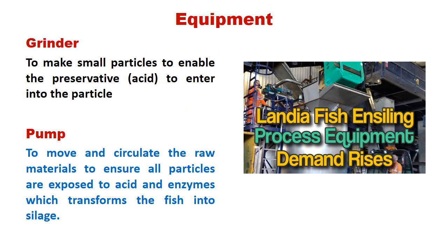Now about the equipment required for silage making. One is the grinder, which will reduce the particle size by grinding so that we get small pieces, and then only the acid or preservative can enter inside the particle. Another important equipment is the pump, which will move and circulate the raw material to ensure all particles are equally exposed to the acids and enzymes, and then only it will be transformed to fish silage. So grinder and pump are the two important equipments required for this processing.